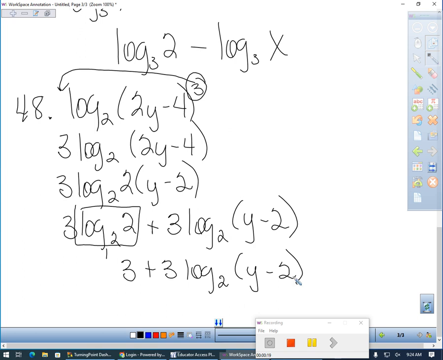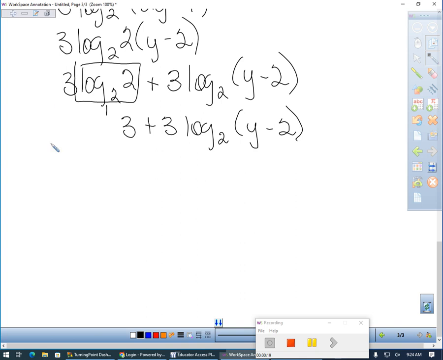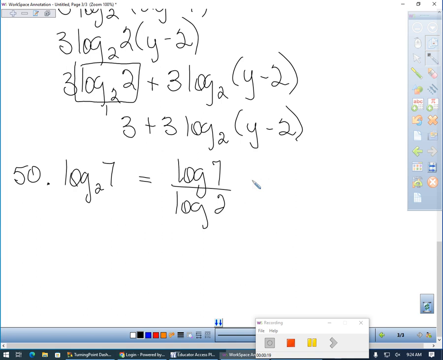All right, number 50. For number 50, we are doing the change of base formula. We have log base 2 of 7. So by the change of base formula, you type in log 7 and divide by log 2. And in your calculator, if you type it correctly, you should get approximately 2.1.